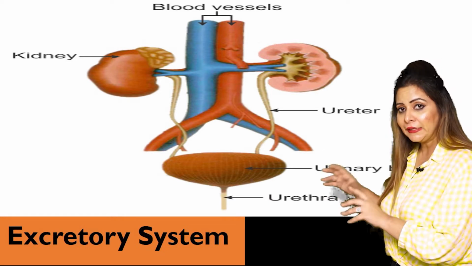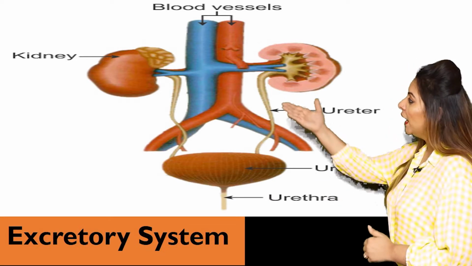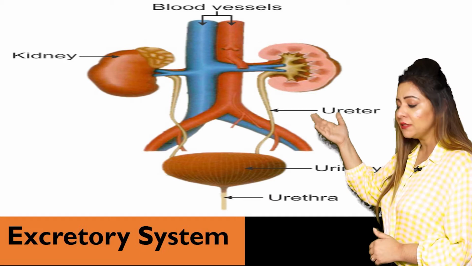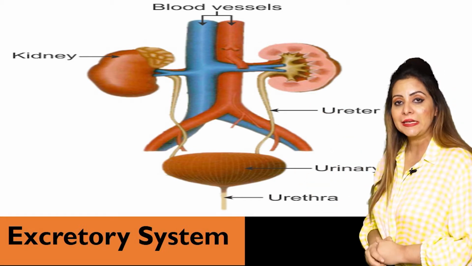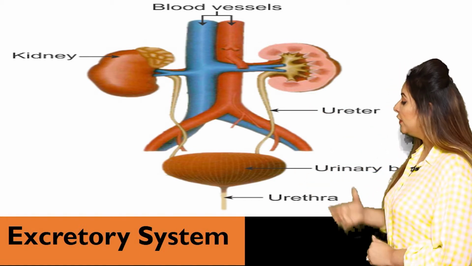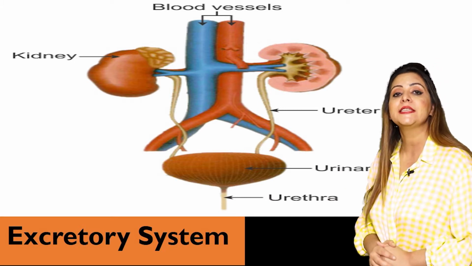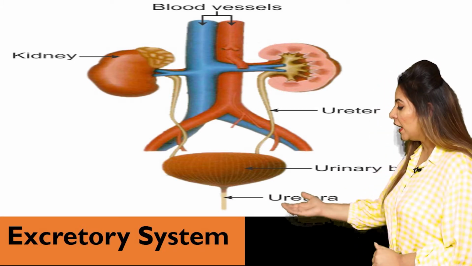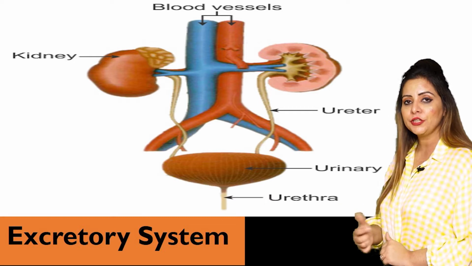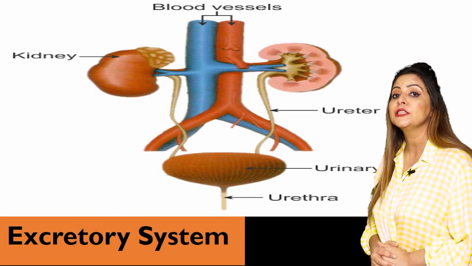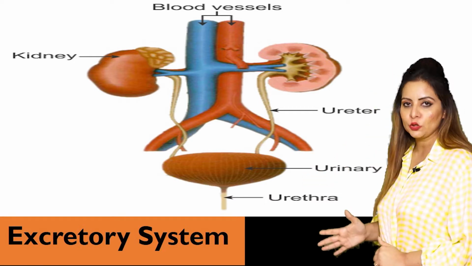I think you got it. Let's revise it again. We have kidneys, bean-shaped kidneys. Then we have a tubular structure, that is the ureters. Then we have a sac-like structure which is called the urinary bladder. And then we have an opening for the excretion of urine, that is called the urethra. So this is how it looks like.